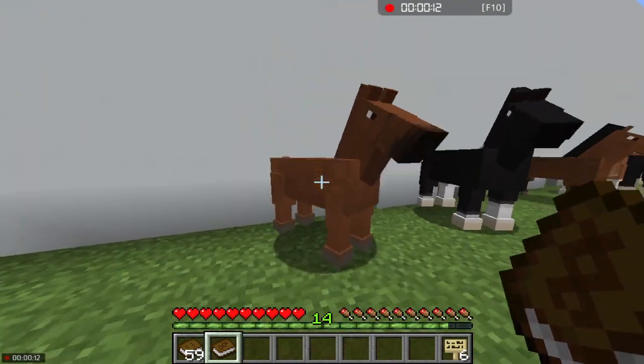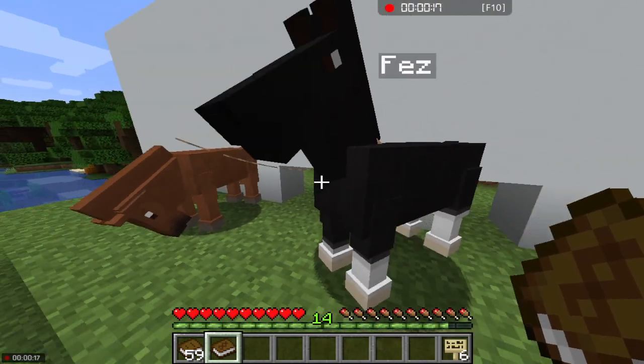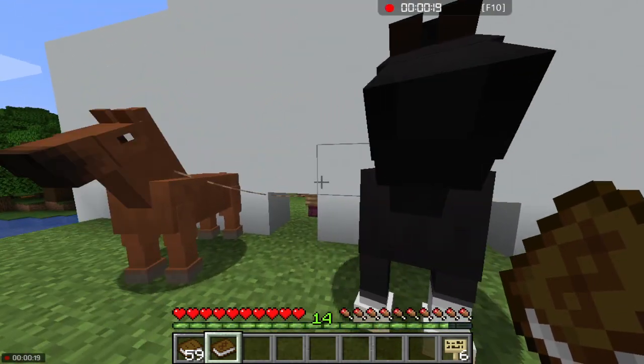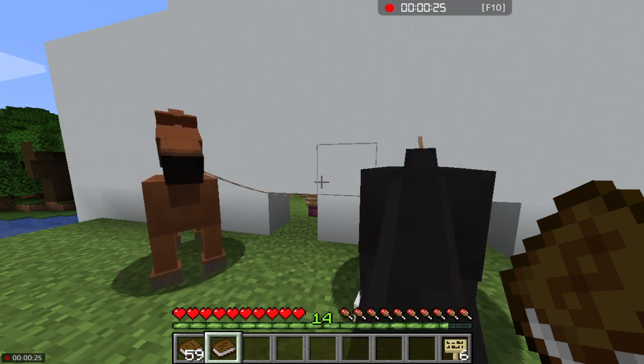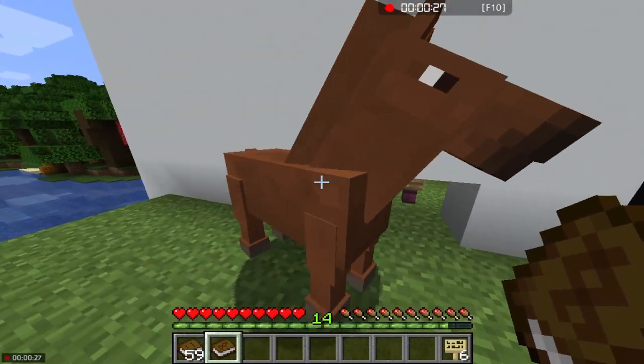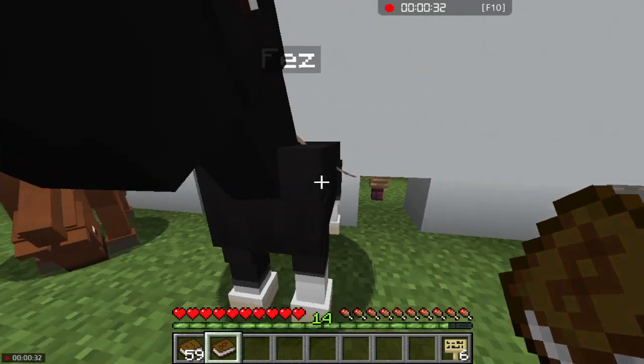Either way, this is a chestnut. This is a black. These are your two base colors on horses. Everything else, at least the way I learned it, I found it helpful to think of it this way: there's really two colors, black and chestnut. Everything else is a variant of these colors.